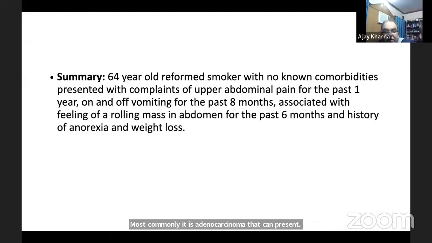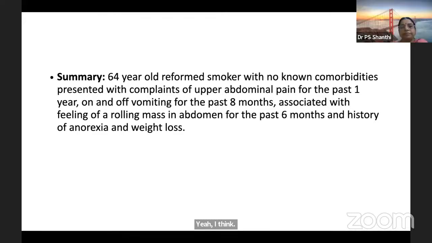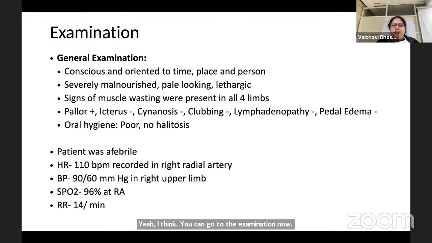I think we can go to the examination now. General examination. The patient was lying down on the bed, conscious, and oriented to time, place, and person. The patient was severely malnourished, appeared pale, and was lethargic. Signs of muscular wasting were present in all four limbs. The patient had pallor, but there was no icterus, cyanosis, clubbing, lymphadenopathy, or pedal edema. He had poor oral hygiene with discoloration of the teeth, but there was no halitosis or foul breath on examination.